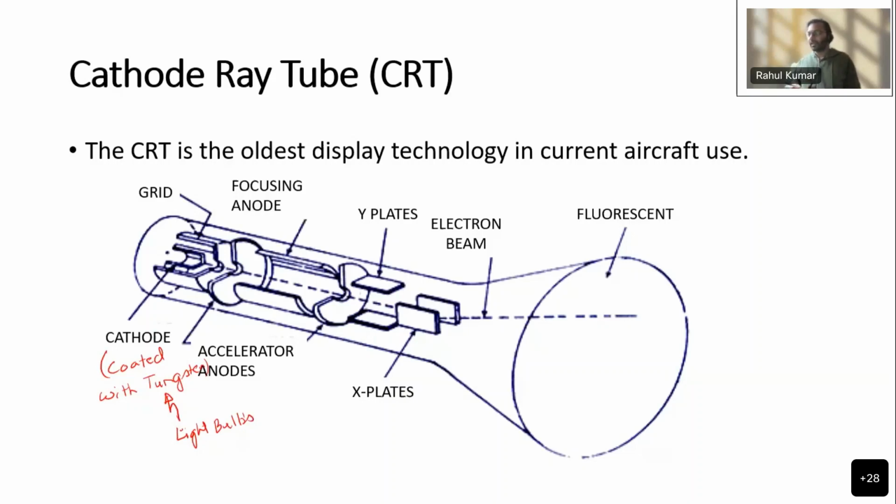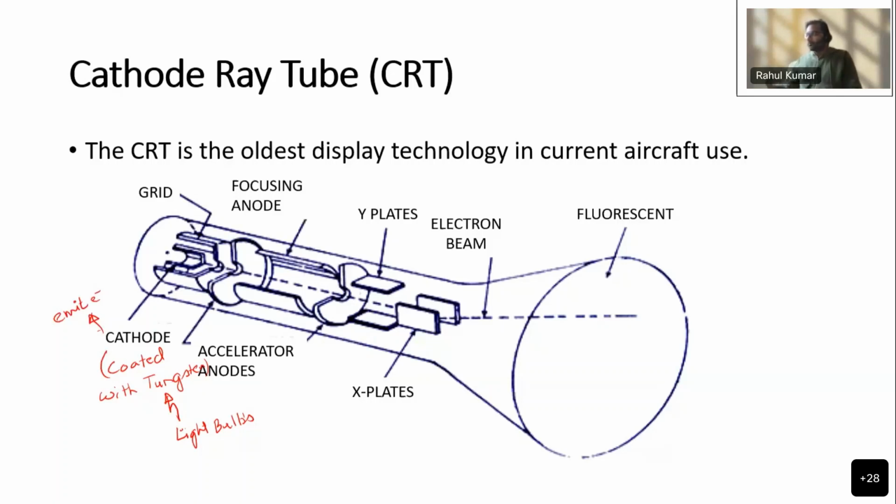So similar to that, your cathode is also coated with tungsten, and when it is heated, it will emit electrons.